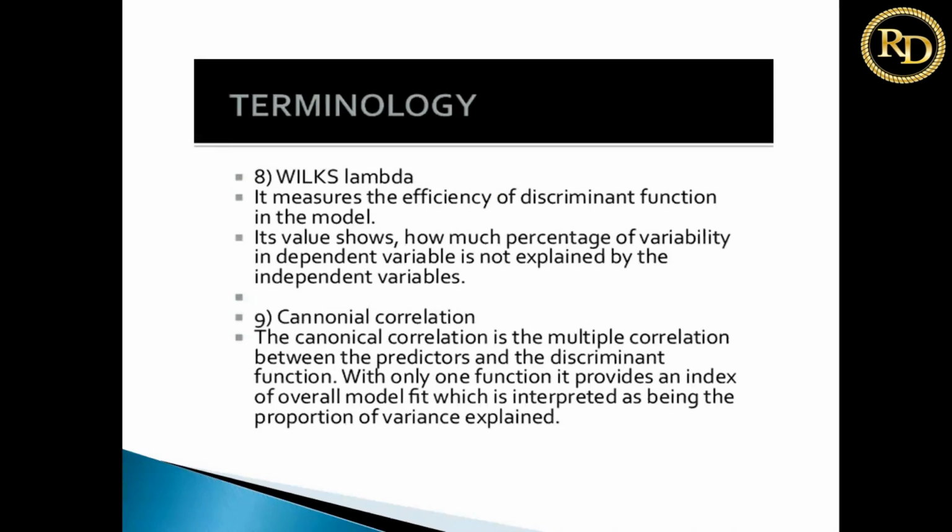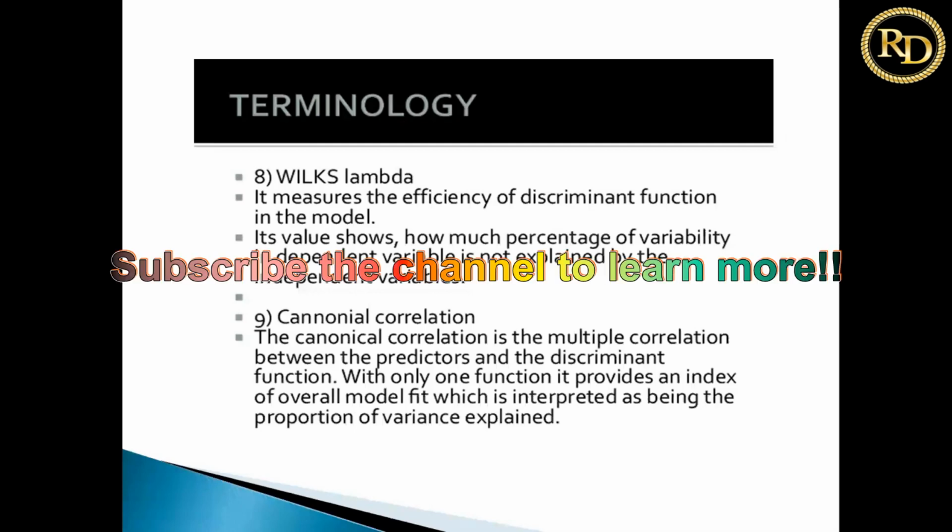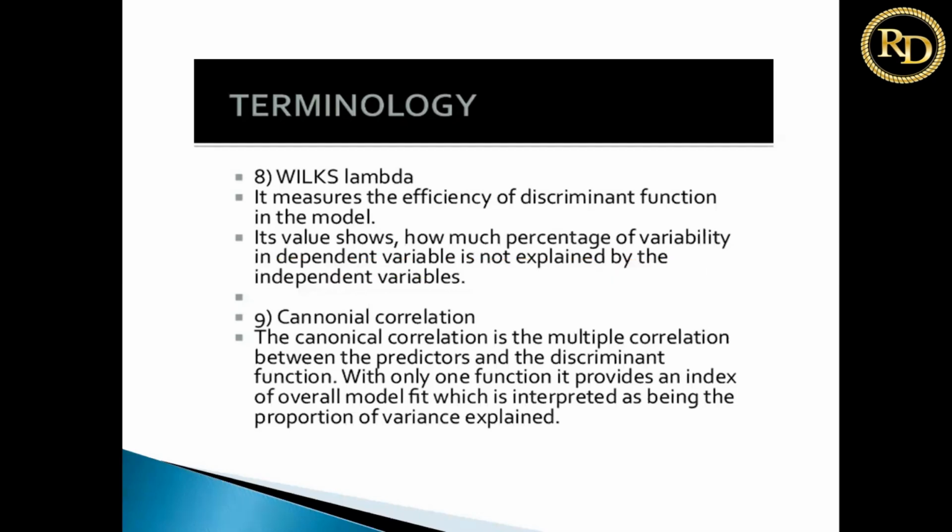So this is very important, Wilks' lambda. In the coefficient of determination, it tells about the explained variation over total variation. It means how much percentage of variation is explained by the model. But here, Wilks' lambda tells how much percentage of variation is not explained by the independent variables under consideration. So that is why it is contrary to that, and we sometimes call it the measure of bad fit. On the basis of Wilks' lambda, we check the efficiency of the discriminant function.